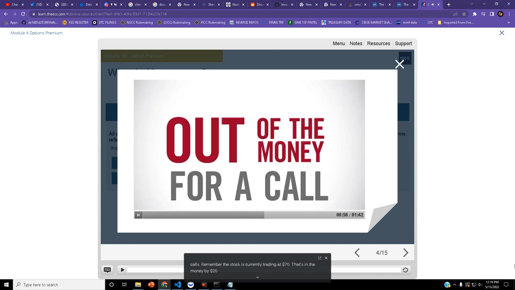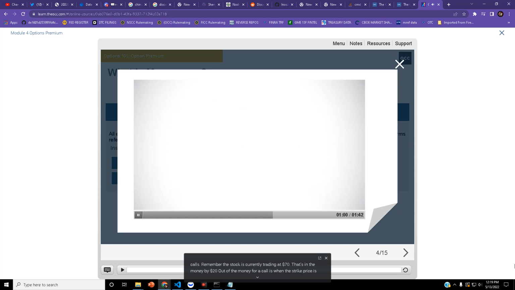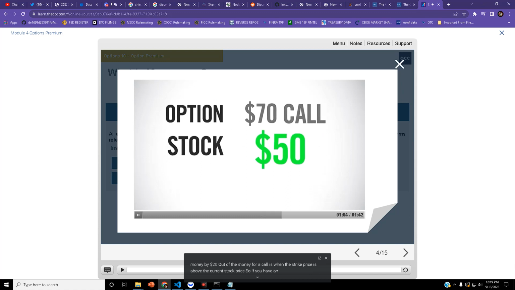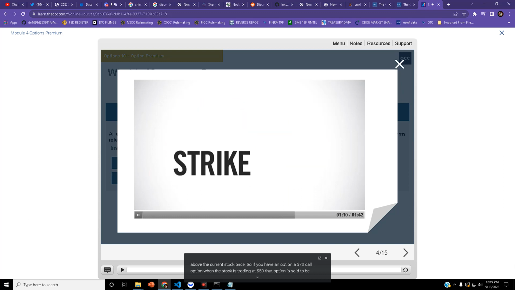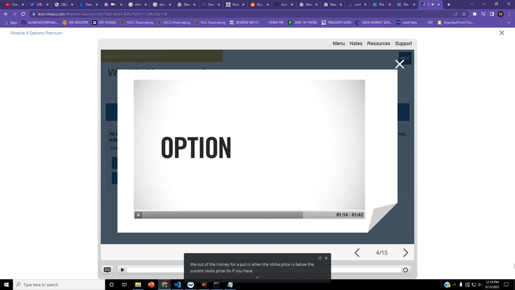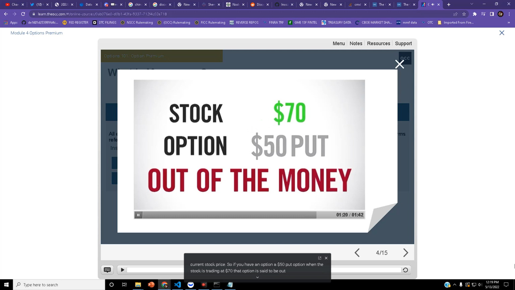Out of the money for a call is when the strike price is above the current stock price. So if you have a $70 call option when the stock is trading at $50, that option is said to be out of the money. Out of the money for a put is when the strike price is below the current stock price. So if you have a $50 put option when the stock is trading at $70, that option is said to be out of the money.